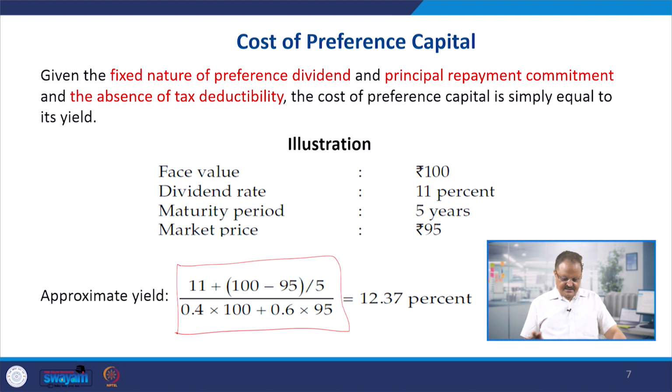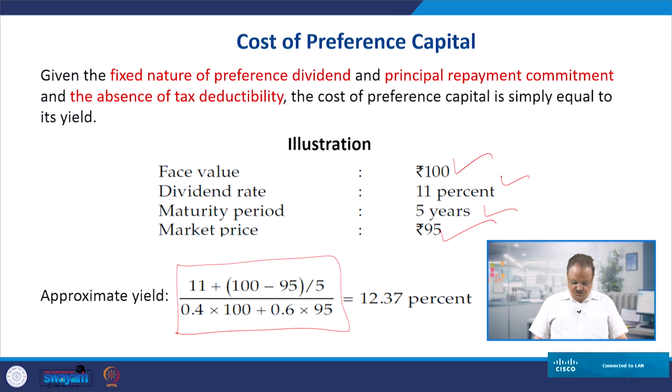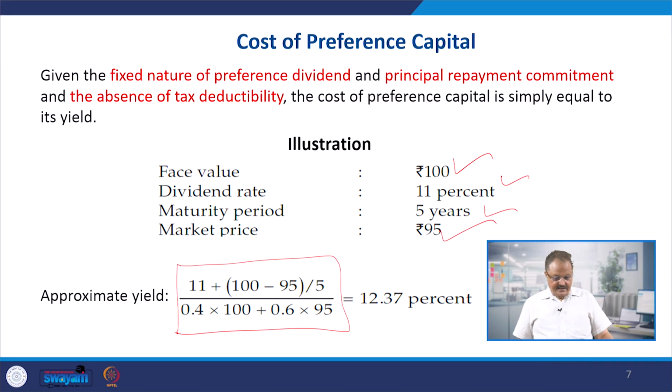So in this case the face value of the preference share is 100 rupees, but the market price is 95 rupees, right? In the market, a preference share of 100 rupees is trading for 95 rupees, and the dividend rate is 11%, and the redemption period or maturity period is 5 years. If you use this model here, the approximate yield to the investors of the preference capital is going to be 12.37%. So it means the investor of the preference capital in this company is getting 12.37% return.